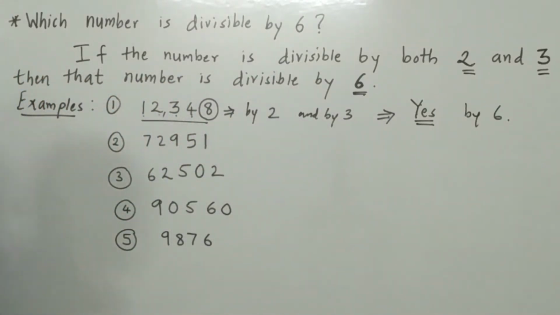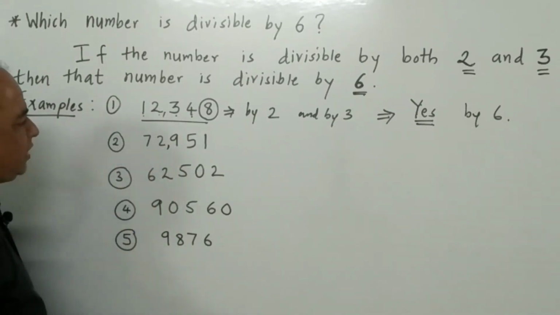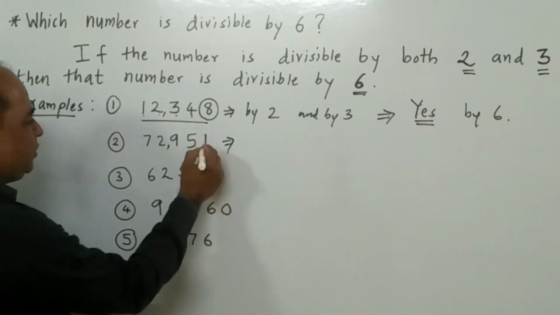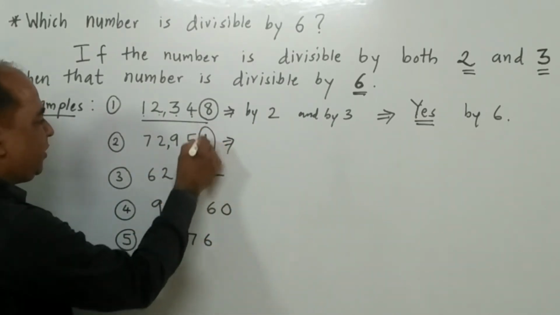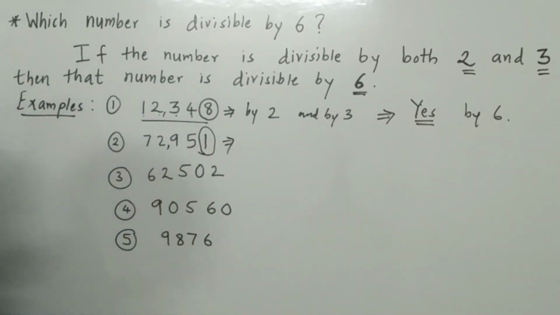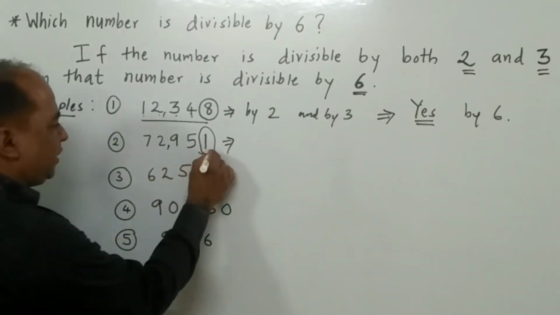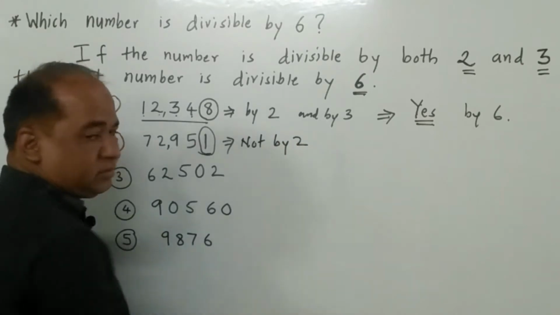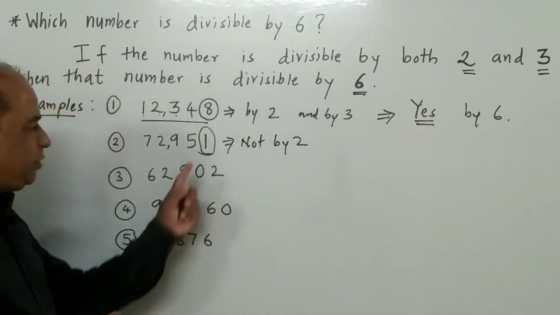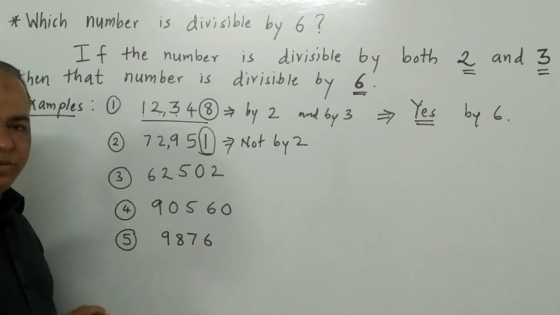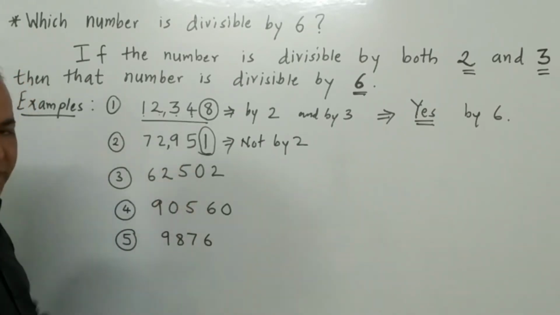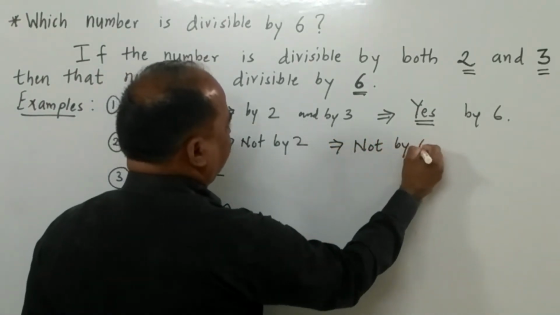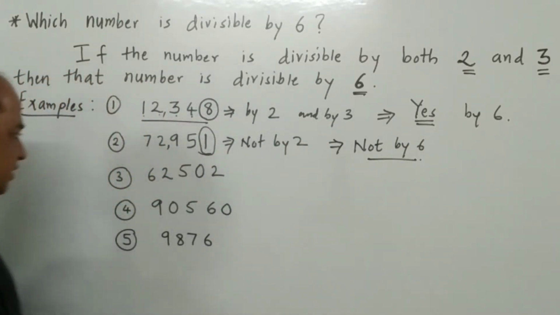Second example, 72,951. Is this number divisible by 2? If you see the unit place, it is not an even number. 1 is there at the unit place, so it is not divisible by 2. Hence, the number should be divisible by both the numbers, 2 as well as 3. If it is not divisible by 2 here, then this number is not divisible by 6.